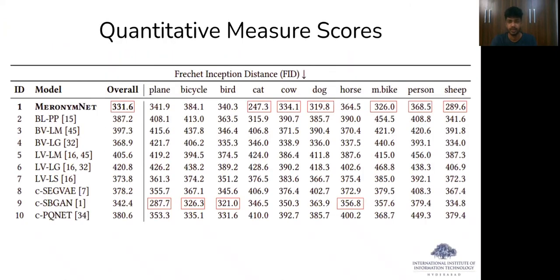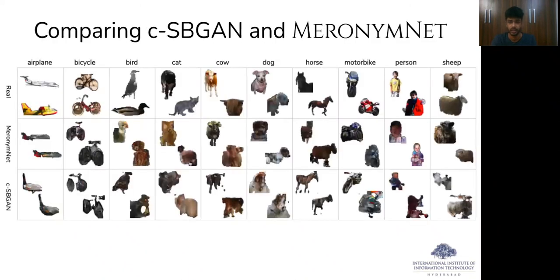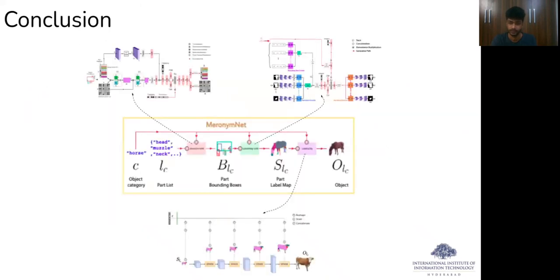In terms of the popular quantitative measure FID, MeronymNet obtains the best overall score compared to the baselines at a category level. The category-conditioned version of SBGAN is seemingly better for some categories. However, MeronymNet's performance is especially superior for object categories with large range in parts and object geometry. This can also be appreciated from sample generations, and notice that our generations are closer in quality to real counterparts from the test set. Also note that SBGAN tends to produce blurry and disconnected objects.